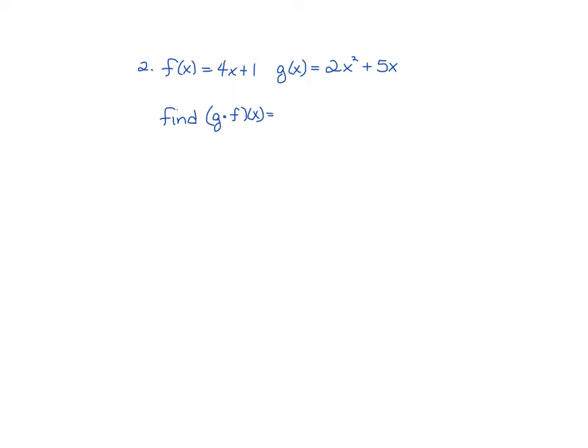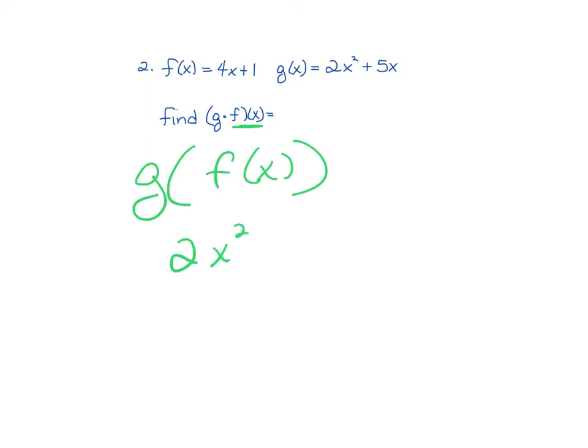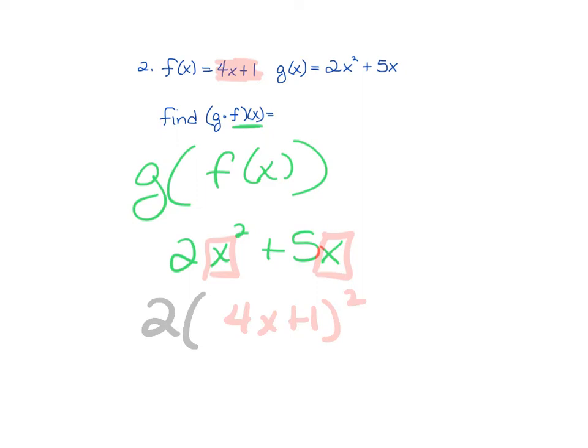Let's do this one. Again, we're going to take the f of x function. So really what we're writing here is the g function, and in place of x, we're putting the whole f of x function. My g function was 2 times x squared plus 5x. So every place that I see an x, I'm going to put in the whole f of x function. So this whole thing is going to go in there. So now I take 2 times 4x plus 1 squared, and then plus 5 times 4x plus 1.